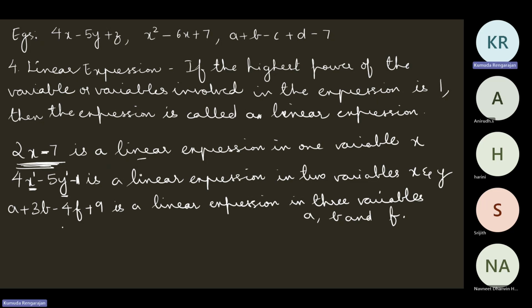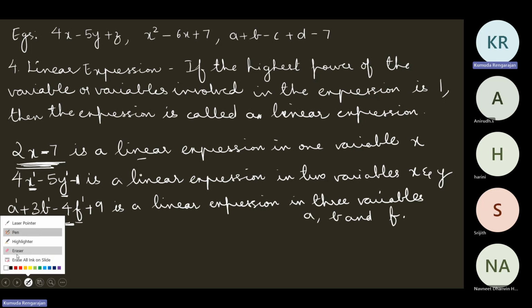In the last example, you see three variables a, b, and f. But the powers of a, b, and f are all 1. So you can use this word linear because the power everywhere is 1. So the highest power is 1. So this one is an example of a linear expression in three variables, a, b, and f.